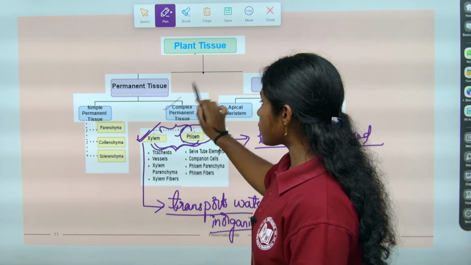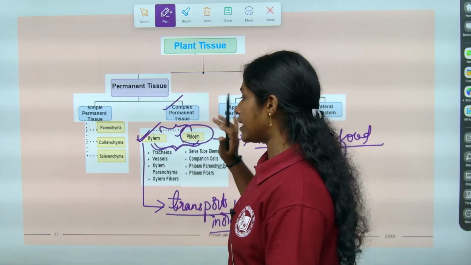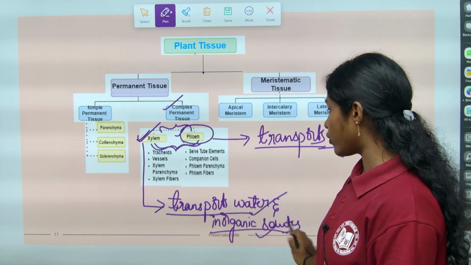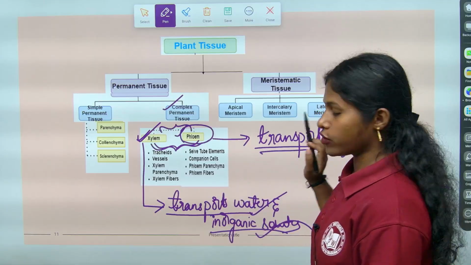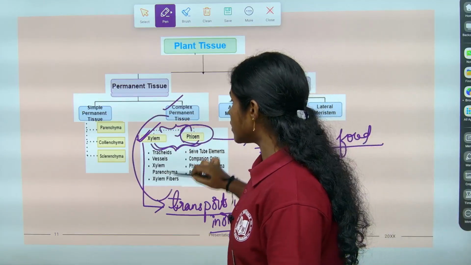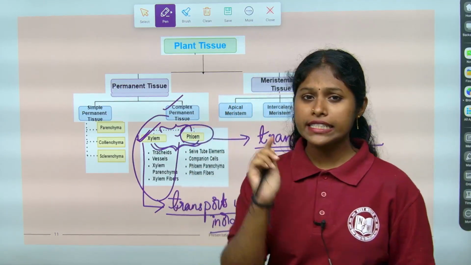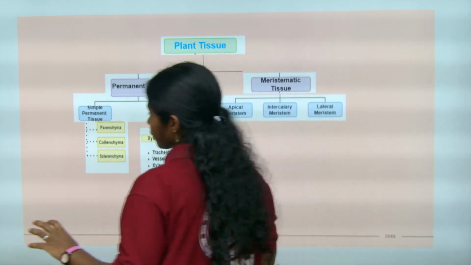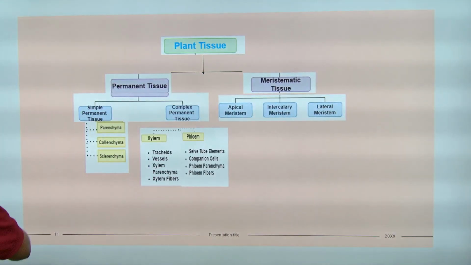So, here the complex permanent tissues are of two types, one is xylem and another one is phloem. Xylem helps in the transportation of water and inorganic solutes, and the phloem transports food. First look into the topic of the xylem. To help you remember easily, children, I will tell you a very small story. Then you will understand it in a very clear way, children.